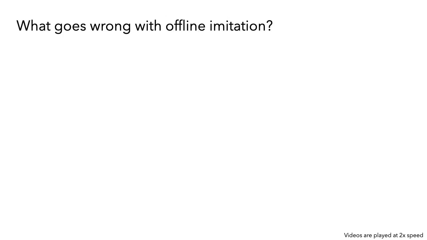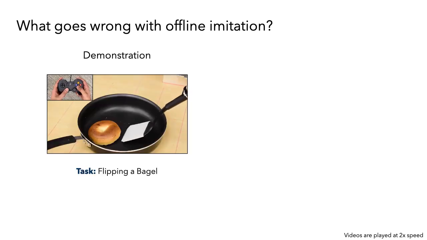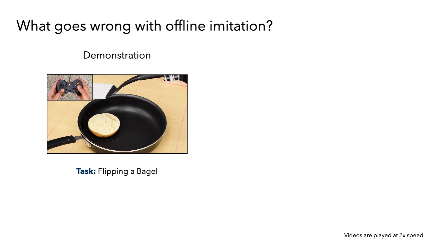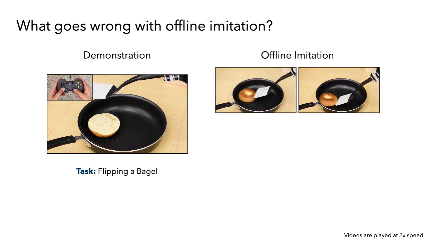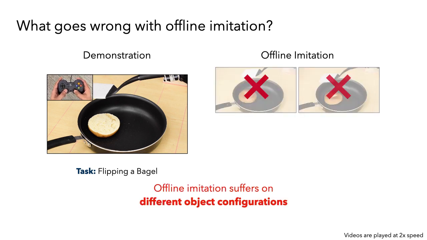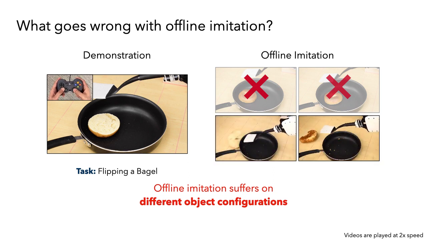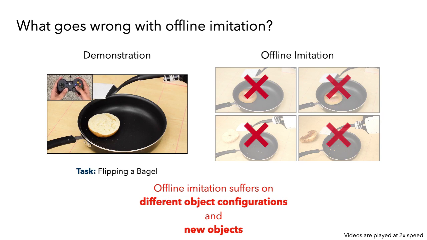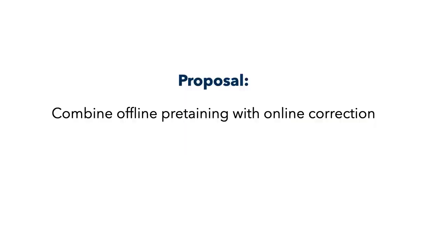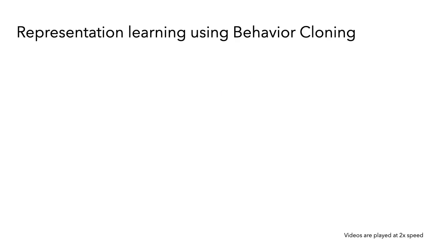Let's look at what goes wrong with offline imitation. Consider the task of flipping a bagel. We collect a single minute of expert demonstrations and perform offline imitation on these demonstrations. We observe that in such low data regimes, these offline imitation methods suffer on different object configurations. We further evaluate these methods on new objects unseen in the expert demonstration and observe a further dip in the performance. As a solution to this problem, we propose combining offline pre-training with online correction.